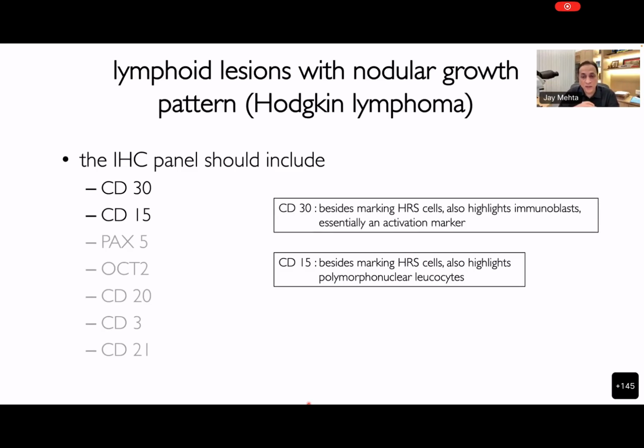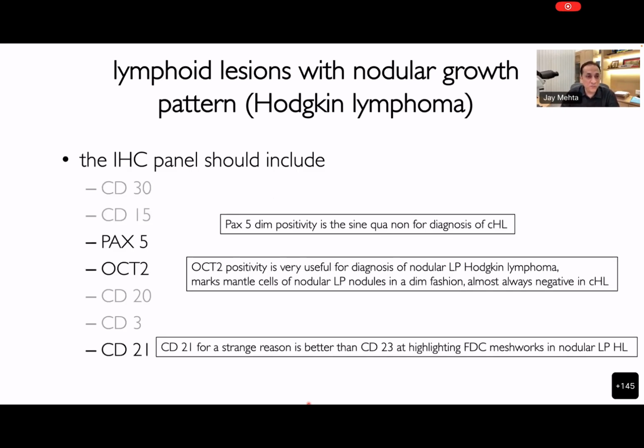CD15, besides marking the HRS cells, also highlights the polymorphonuclear leukocyte. So there's a rich polymorphonuclear leukocyte background with Hodgkin lymphoma. Don't just have a knee-jerk reaction to say that it's CD15 positive. Look very closely whether the cell of interest is expressing CD15.